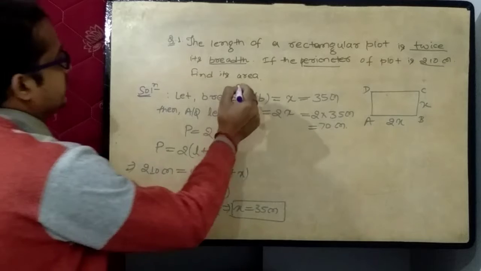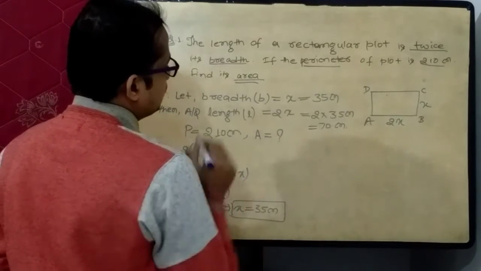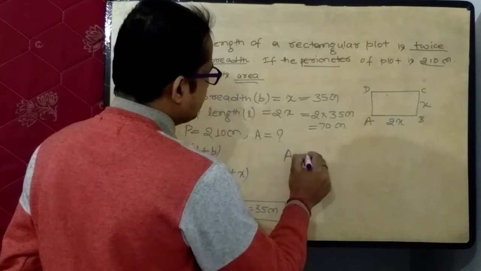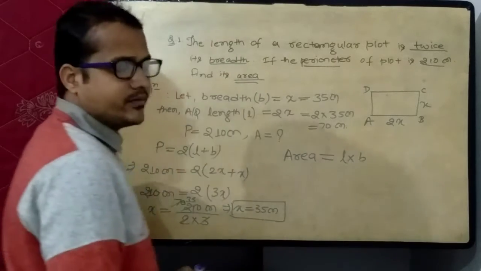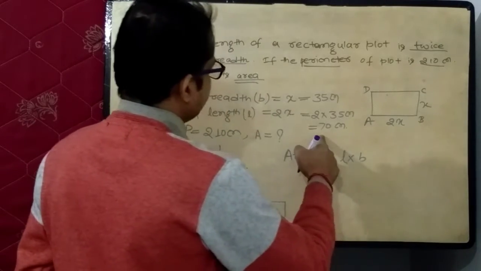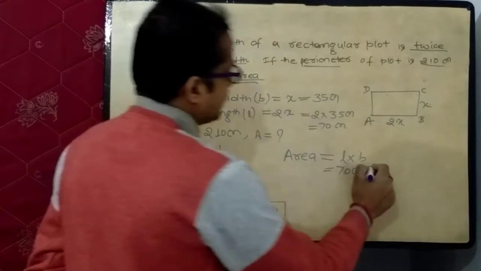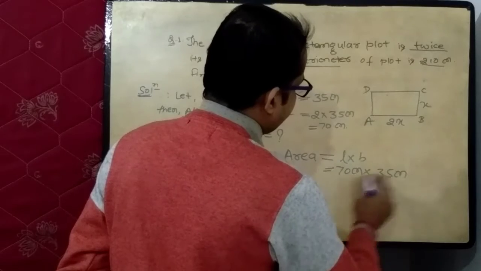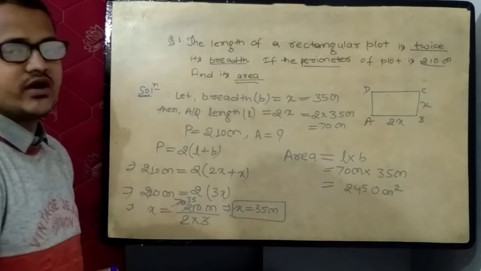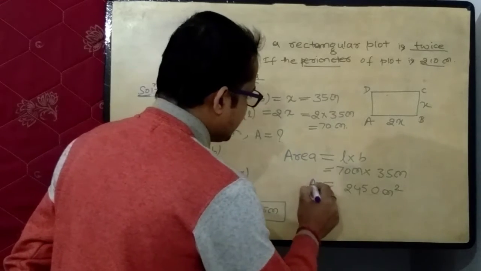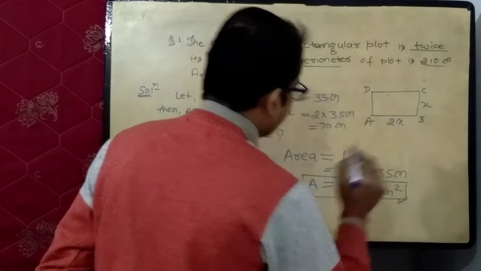Now what you have to find out? You have to calculate area. Area of rectangular plot equals to what? Length multiplied by breadth. Length is 70 meter multiply breadth, which is 35 meter. So after solving this, you will get 2450 meter square. This is area of rectangular plot, what you have to find out.